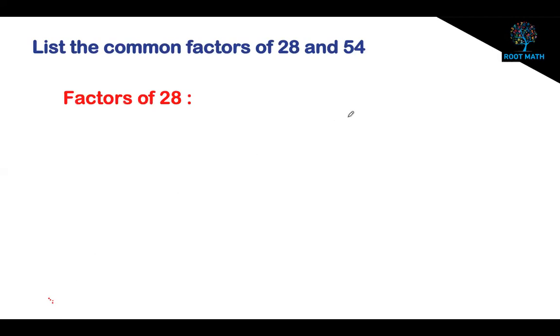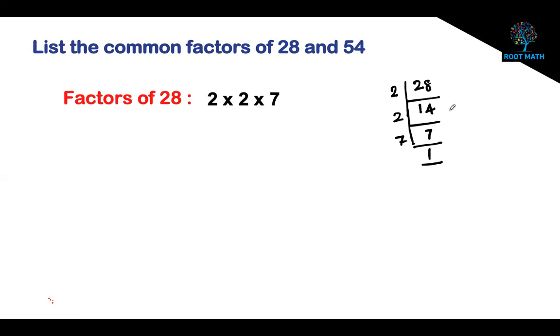How to find the factors of 28? I'm writing here factors of 28. I'm using the prime factorization method for 28. Since 28 is an even number, I'm going to divide it by 2. 2 2s are 4, 2 4s are 8, 2 7s are 14, and 7 is a prime number. You can't divide by any other number. So 1. So the factors of 28 are 2, 2 and 7.